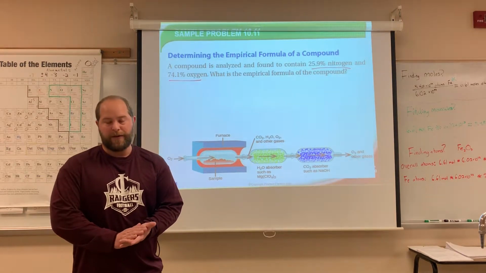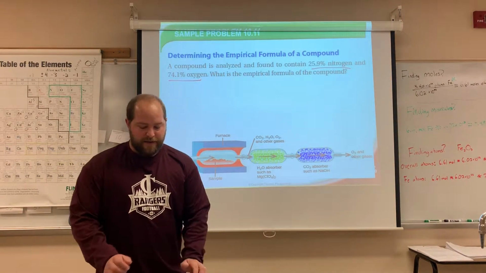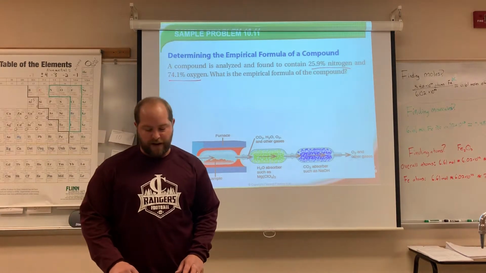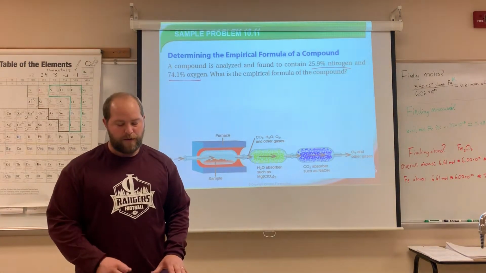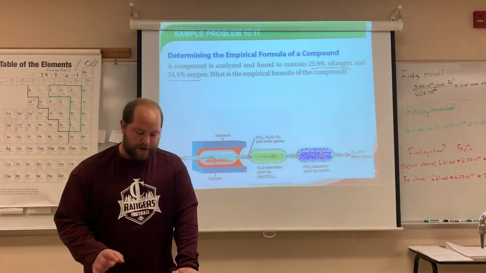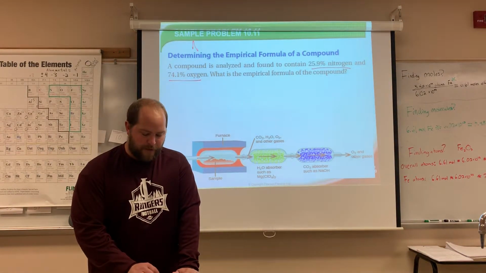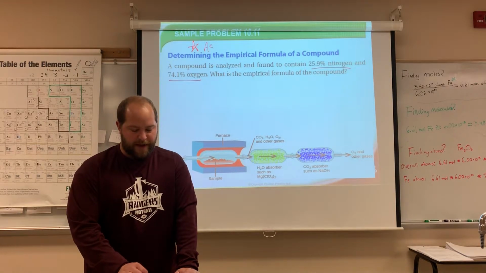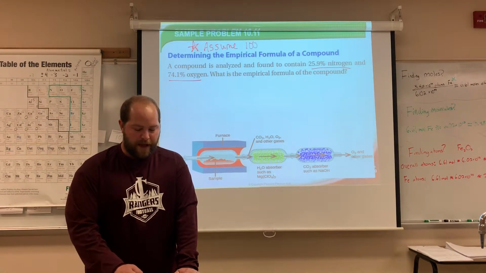And here's how we do it. It says, a compound is analyzed and found to contain 25.9% nitrogen and 74.1% oxygen. What is the empirical formula of the compound? So here's what we do. The first step that we do with any empirical formula is we're going to make an assumption. We are going to assume we have a 100 gram sample.